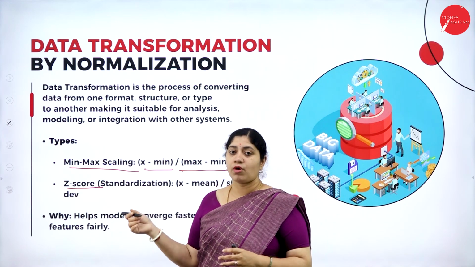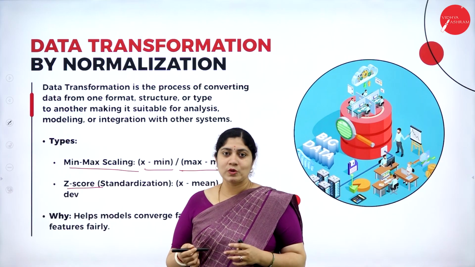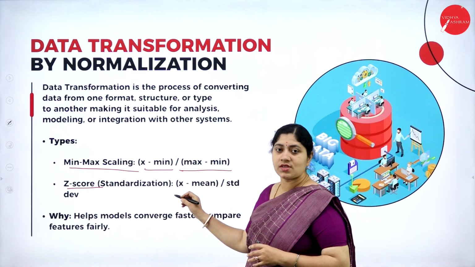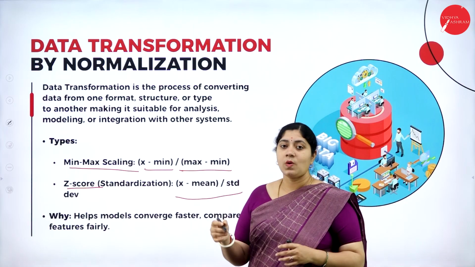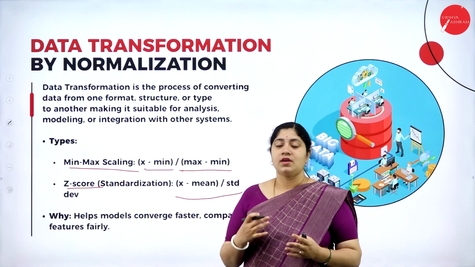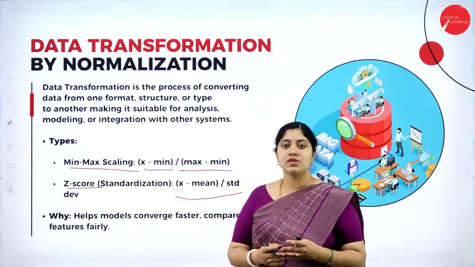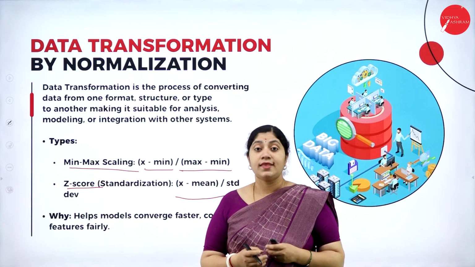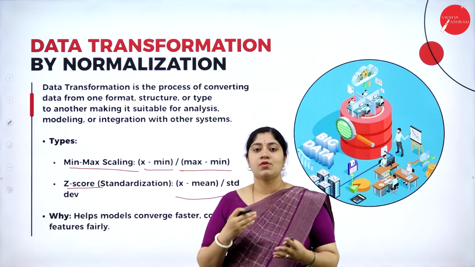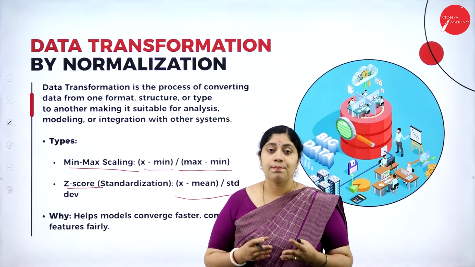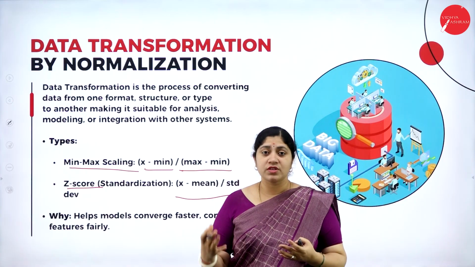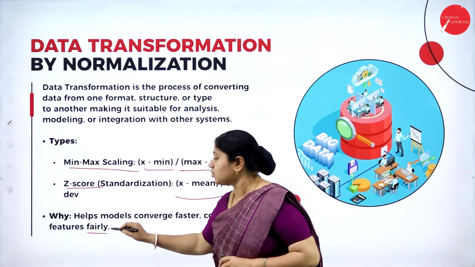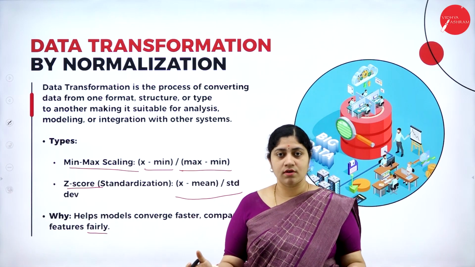All right, let's see what z-score is, which is also called standardization. To follow this, we can use this formula: x minus mean, whole divided by standard deviation. Great. So this is a strategy which is utilized to transform the information. Now let's understand why exactly we are going in depth with the normalization strategy, because this will help make the process faster as well as compare the features fairly, which is very important. So this is why we go with the data transformation technique.